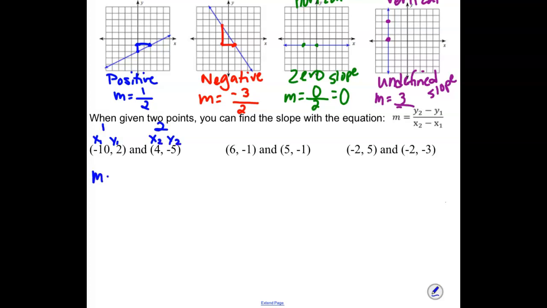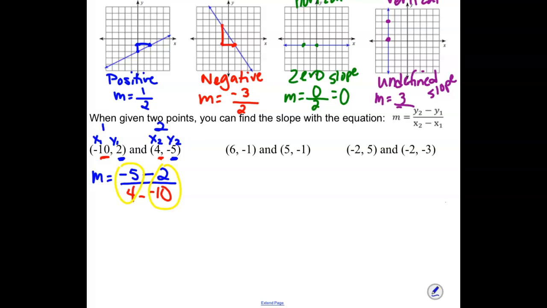All right, so our slope is the change in y. So we're going to take our y2 value, negative 5, we're going to subtract our y1 value, which is 2. Okay, the change in y. Our x's we have to do in the same order. So if we started and did negative 5 minus 2, then we have to do a 4 minus the negative 10. Okay, so when you look at this, your numbers here should be coming from the same ordered pair, and your numbers here should be coming from the same ordered pair.